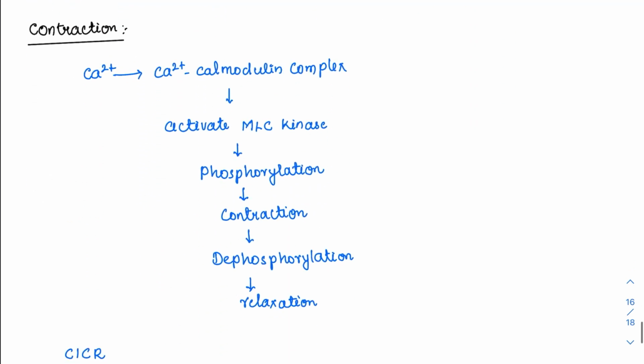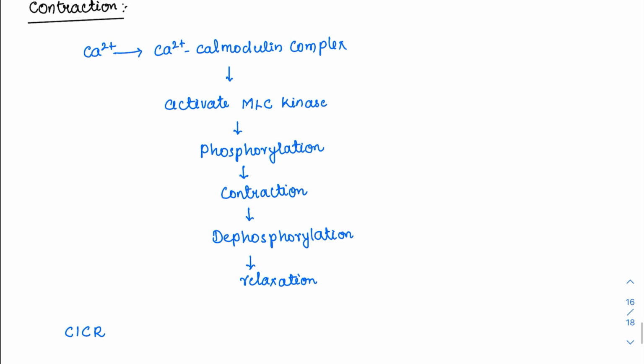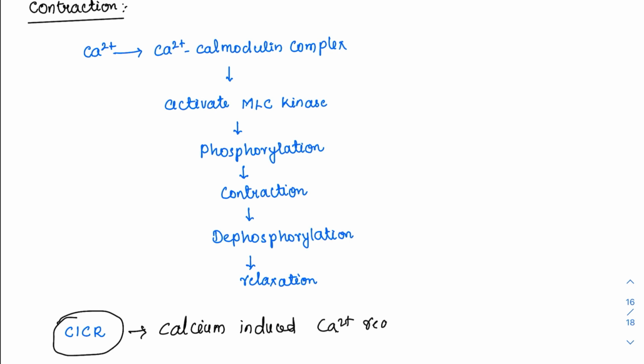Then coming to the contraction of smooth muscles. I told you one point, that it is also CICR. What is CICR? It is nothing but calcium induced calcium release. This happens in cardiac and smooth muscles only. Calcium is now entering and some calcium from the sarcoplasmic reticulum will be released.